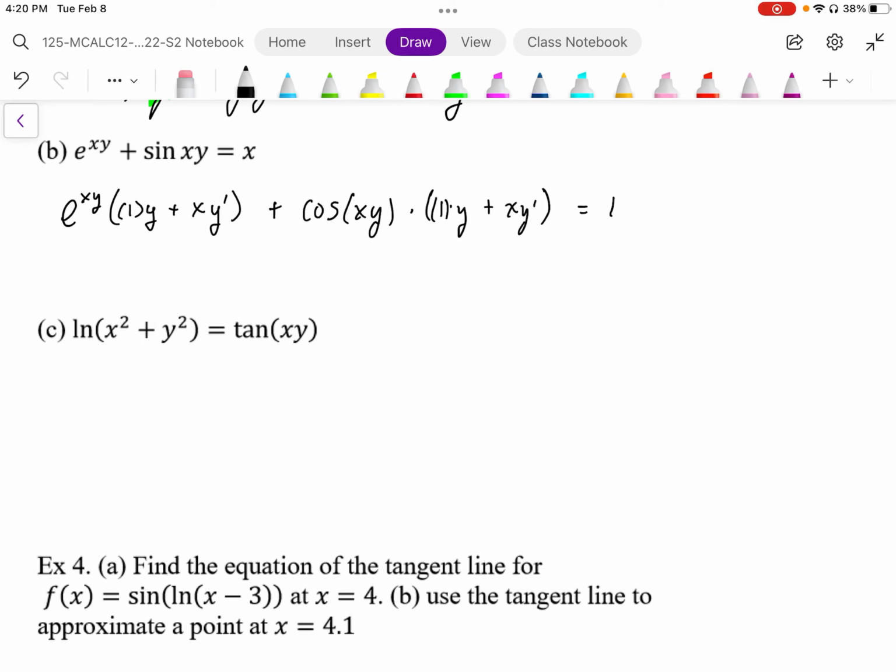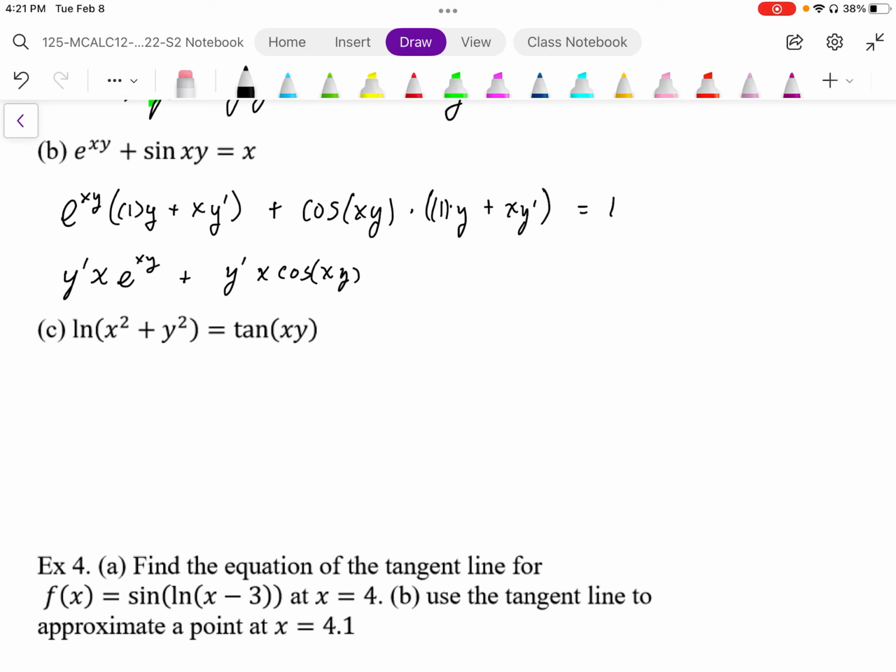So again, what's implied is I need to group together my y prime terms. So I'm going to end up with y prime e to the xy. And that I've got a plus. There's a cos xy. Oops, I forgot my x in here. I'm just going to move my x term here, and then I have e to the xy, and then plus, I've got my y prime, and I have x cosine xy.